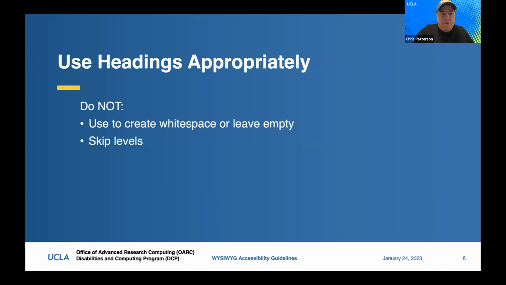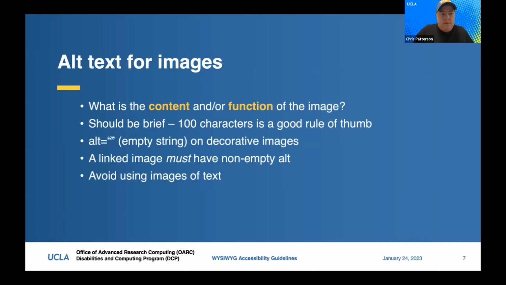All right. So alt text for images. When you're thinking about an image, if you can't see the image, what do you want to know about that image? That's kind of the point here. What is the content of the image, or what is the function of the image? And the alt text is supposed to provide that for you.